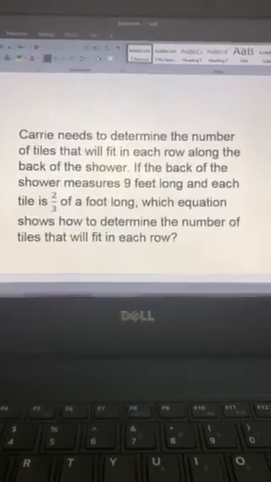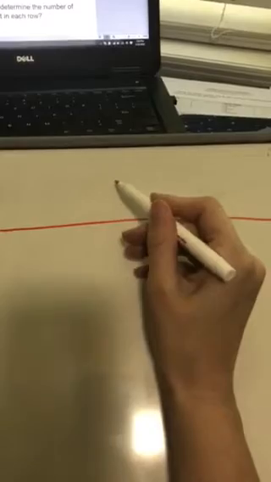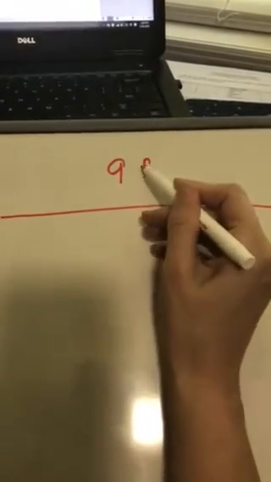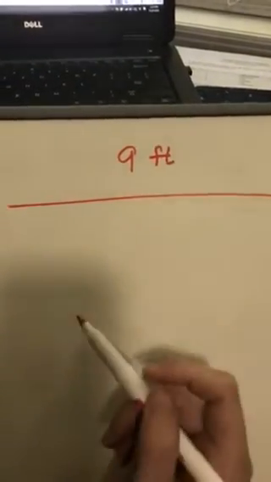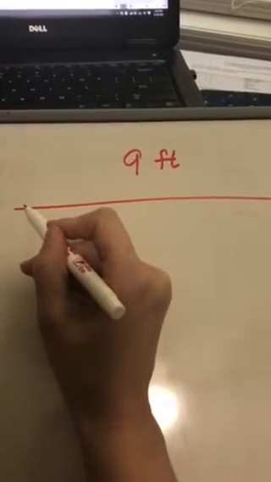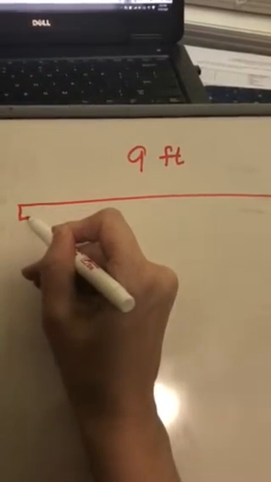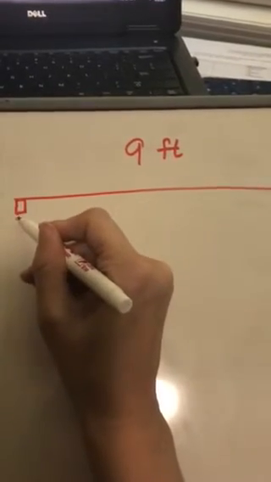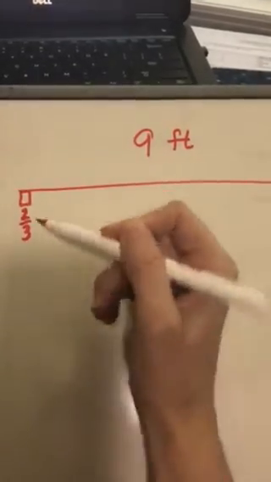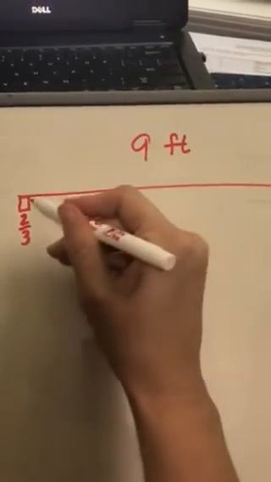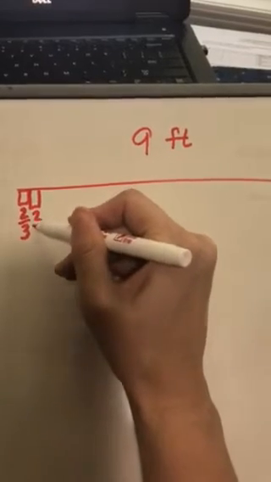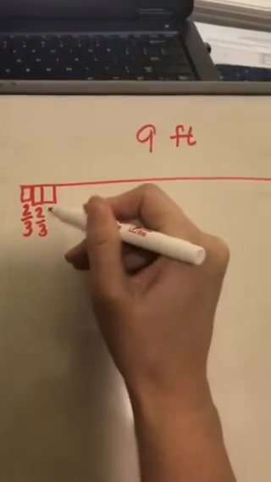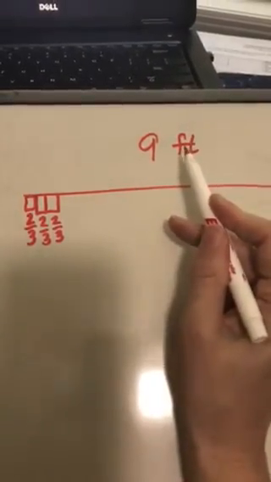We have the back of the shower, which is 9 feet. So the total distance that we have is 9 feet. Well, we are going to take a tile and we're going to put a tile along the back of the shower, and that tile measures 2/3 of a foot. So we're going to do this over and over and over, and we want to see how many tiles can we fit in a 9-foot total section.